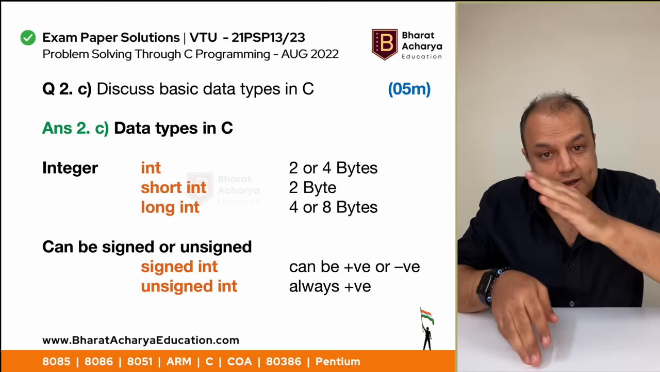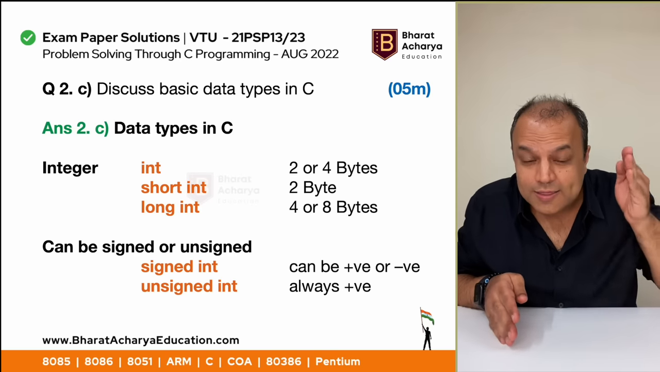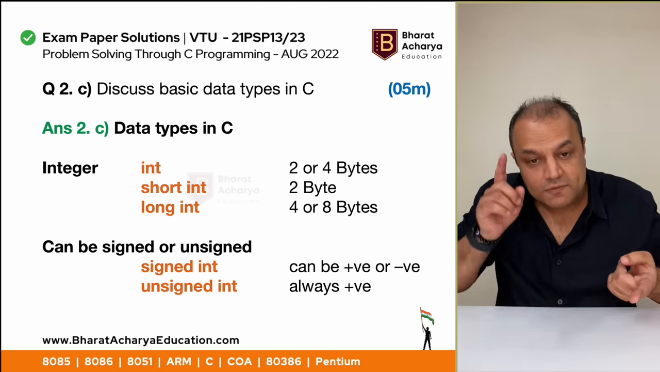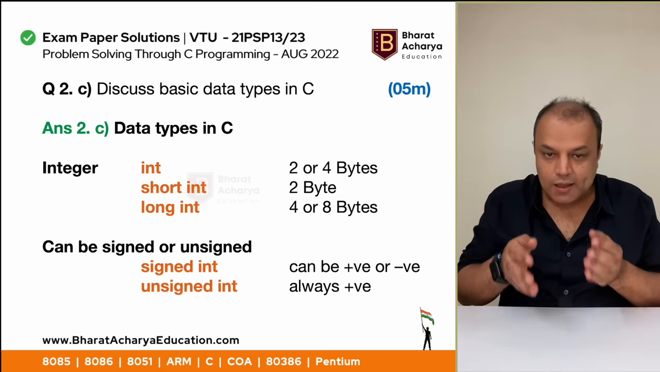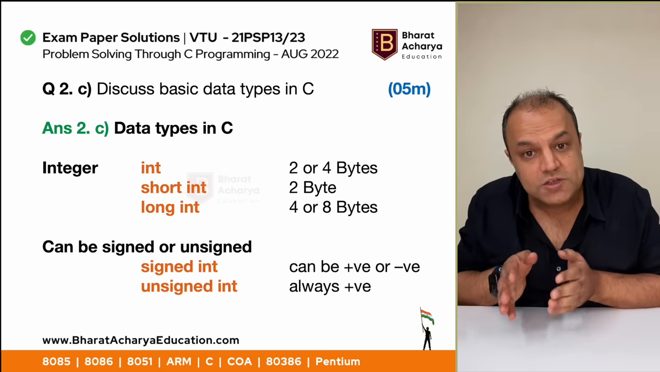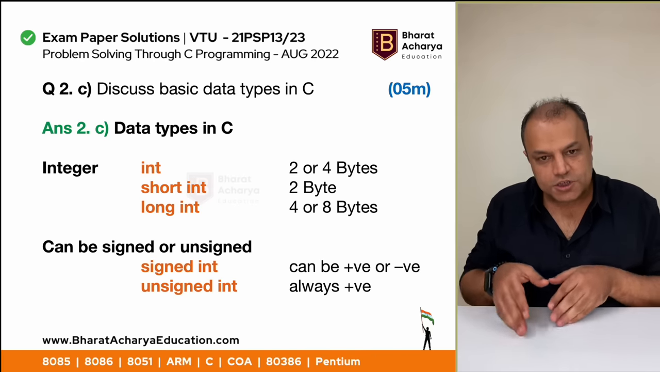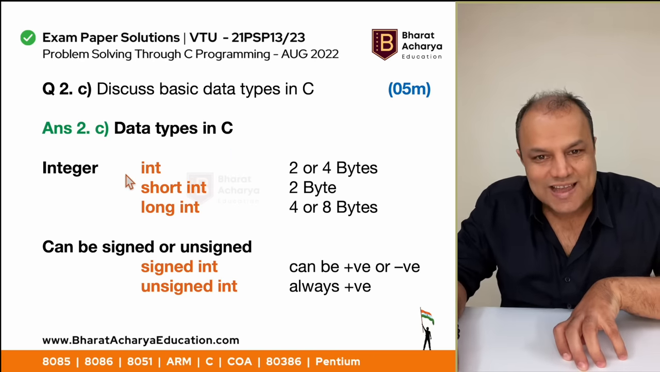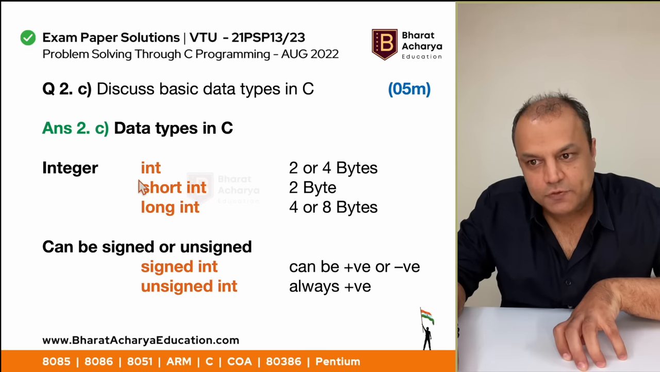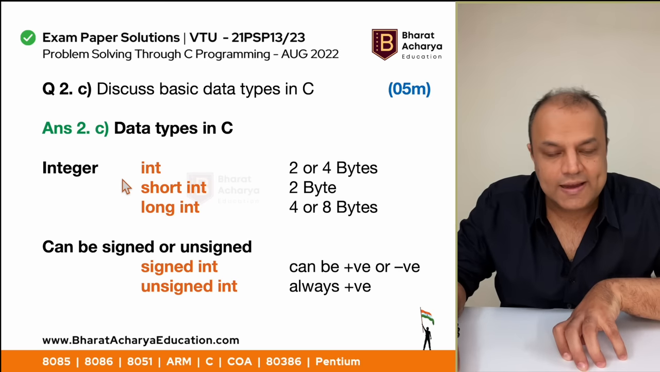Like the net run rate, that last column of the points table, is a number that can be positive or negative. That's where you will use a signed number. Are you clear? But in a cricket app, everywhere else, an unsigned number will do the job for you in a more efficient manner. So a programmer decides whether he or she wants to use signed or unsigned numbers by adding the tag signed int or unsigned int. If you write nothing, by default it is signed. So you decide whether you want it to be signed or unsigned.